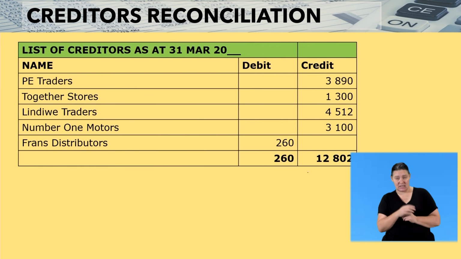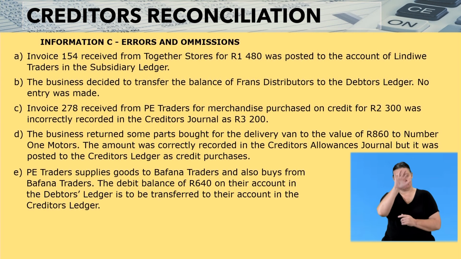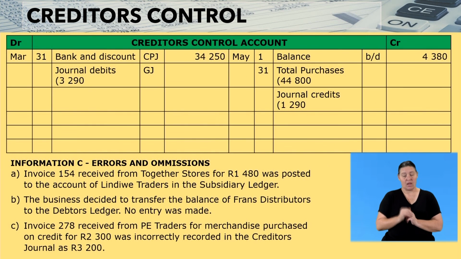If you see here, we have the creditors list. And in our creditors list, we have PE Traders, Together Stores, Lindywear Traders, Number One Motors, and France Distributors. Here are our errors and omissions. Let us now begin. We'll start off with the creditors control account. The first thing is to open brackets. As you see, I've opened my brackets already with the amounts that I was given.